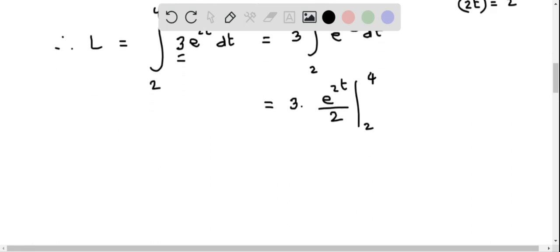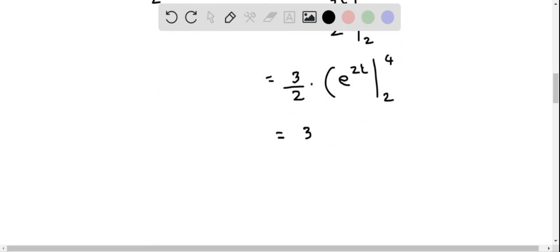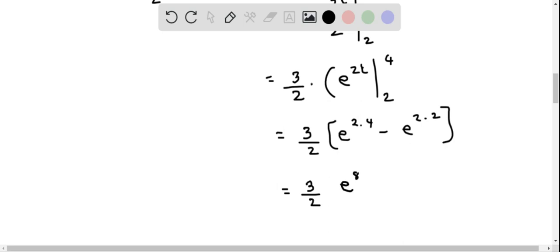So let's evaluate this. I can combine this denominator 2 with this 3 as 3 over 2. And then this becomes e raised to the power of 2t within the limits of 2 to 4. So we can substitute the upper limit. When we substitute the upper limit, we get 3 by 2 times e raised to the power of 2 times 4, minus e raised to the power of, now I substitute the lower limit, so this becomes 2 times 2. So finally, this could be simplified as e raised to the power of 2 times 4 is 8, and e raised to the power of 2 times 2 is 4. So this basically is the length of the curve.